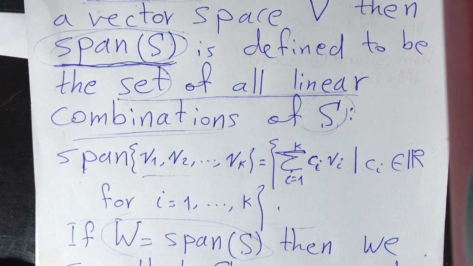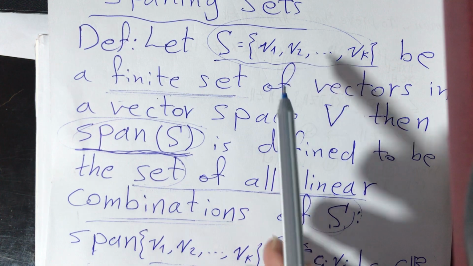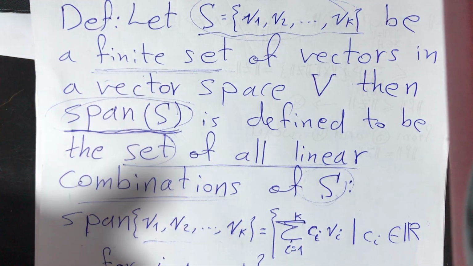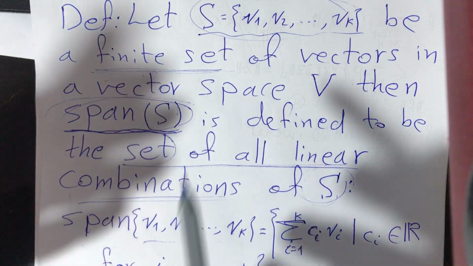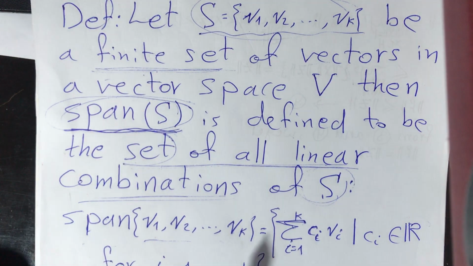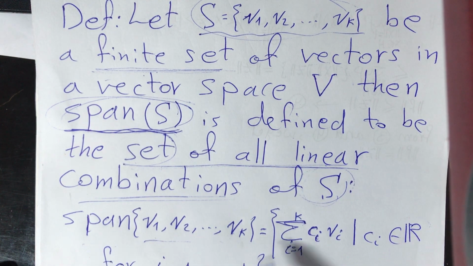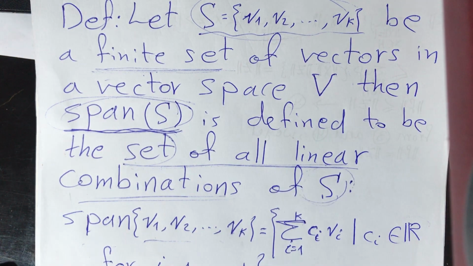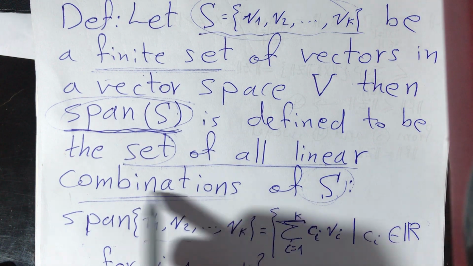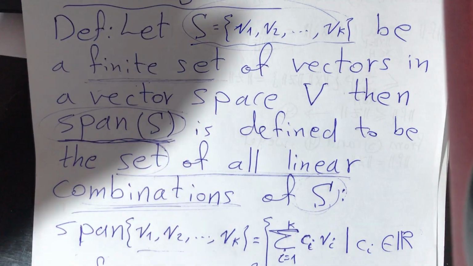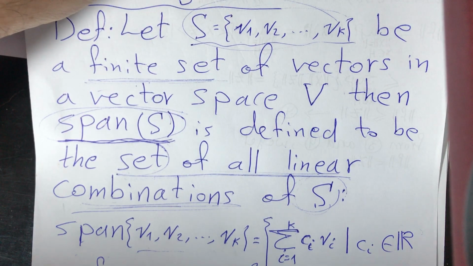That means S generates W. S generates W. In Arabic, تولد. S تولد W. Because W comes from linear combinations, تركيبات خطية من عناصر الاس. Linear combination يعني تركيبات خطية من عناصر ال W، عناصر الاس.